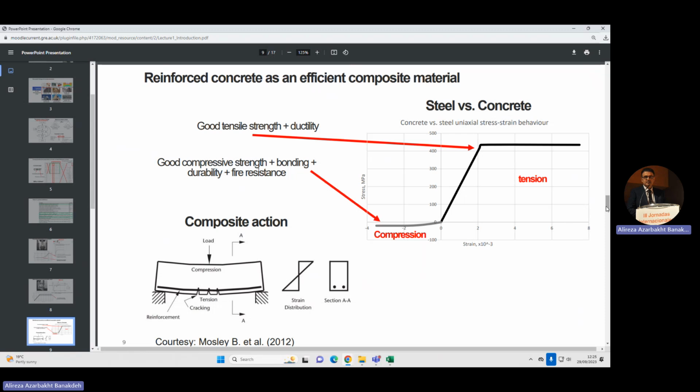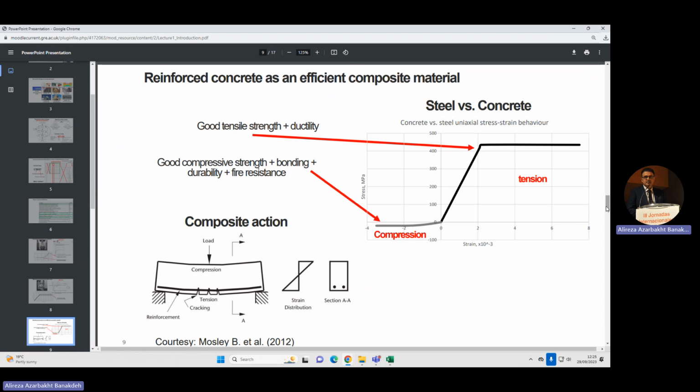And the mixture of these two is called reinforced concrete. That's why we don't use concrete alone or reinforcement alone. We use reinforced concrete. We call it RC sections, reinforced concrete. Wherever you see RC in this module, it's reinforced concrete.